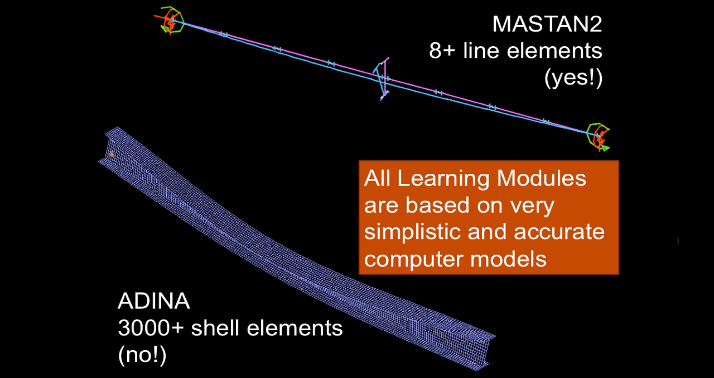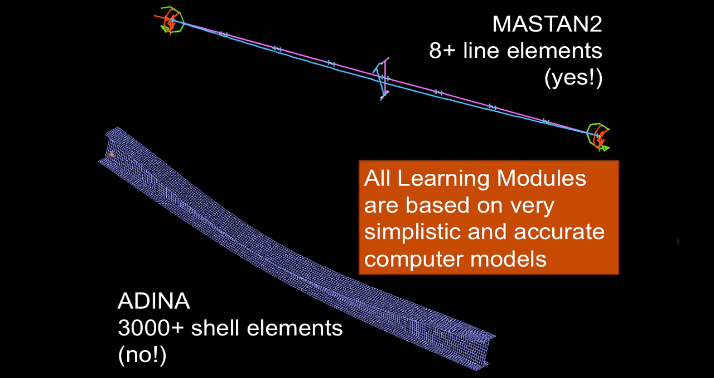An important point that I want to emphasize about the learning modules is that they're all based on very simplistic but really accurate computer models. So in the upper right is the Mastan type of models that you would be looking at, and we'll take a look at some tonight. We're talking about modeling, let's say, a beam in this case, just trying to get fairly accurate results.